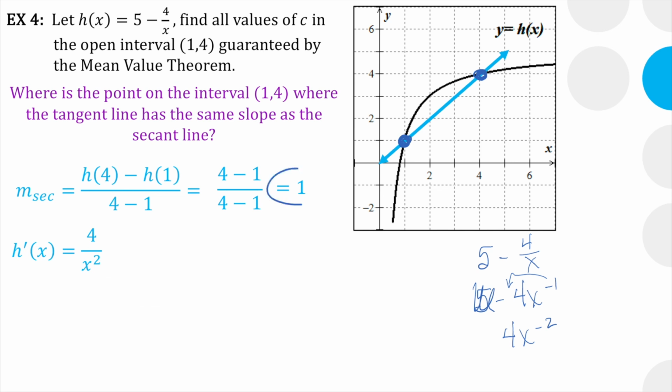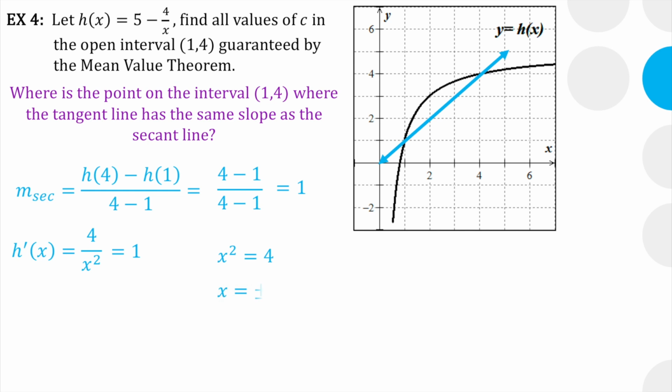I want that to match my average rate of change of 1. And now I can solve for x. So we have x equaling plus or minus 2. We don't care about the -2 because that's not on our interval, but we found a number c, which is 2, that satisfies the mean value theorem on [1, 4], and that checks out because at 2, the slope of the secant line matches the slope of the tangent line.